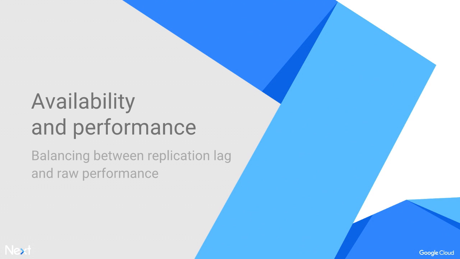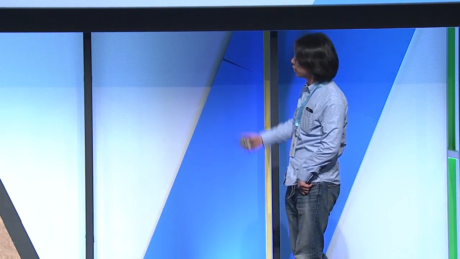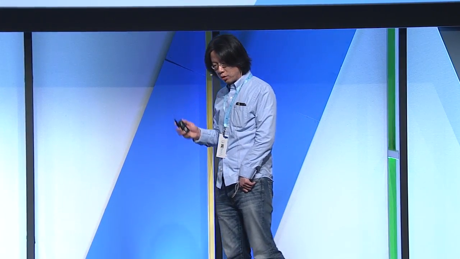Thanks, Brent. Can you guys hear me? All right, cool. So I'm going to have 2 topics today. One is about availability and performance, as shown on this slide. The other topic is about the InnoDB level tuning we have done to make Cloud SQL MySQL work best on the GCE platform. So let's start with availability and performance. In this section, I'm going to talk about how we best balance between replication lag and raw performance.